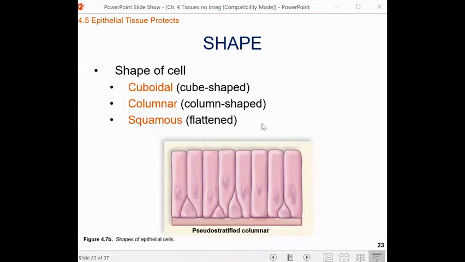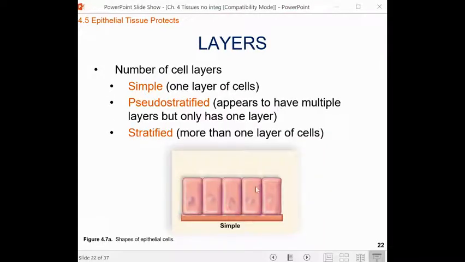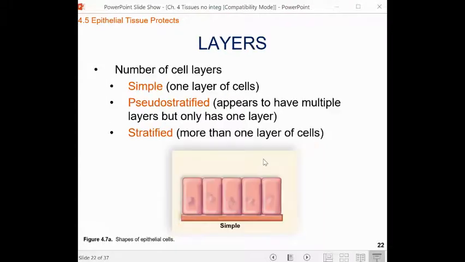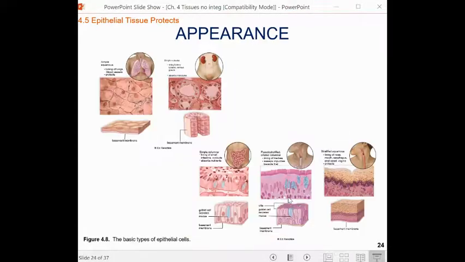They come in some different shapes. Cuboidals look like cubes, so you can see these are cuboidal. Columnar look like columns, and squamous looks like you squashed them. They're flattened. Here you're seeing a pseudostratified columnar. See how it almost looks like there's layers, but there's not really. And so that's a pseudostratified columnar. The one back here is a simple cuboidal layer.